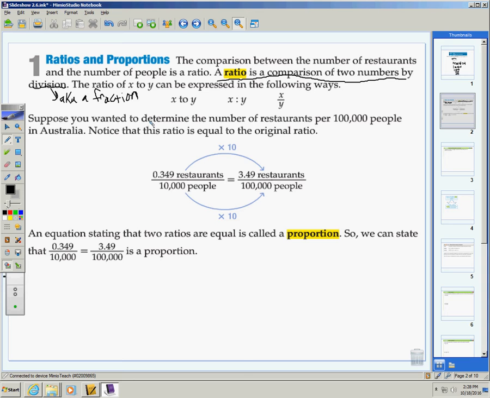Okay? Different ways you can see these. You can see ratios as said x to y, x colon y. You would still say x to y. Or x over y. This is probably the way you're most familiar with seeing a ratio.